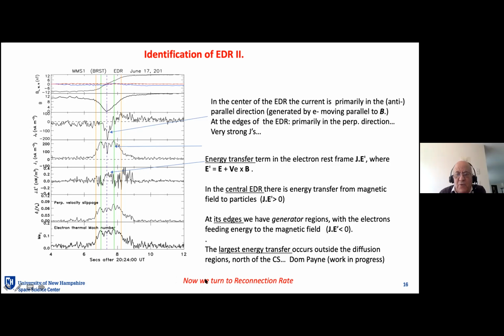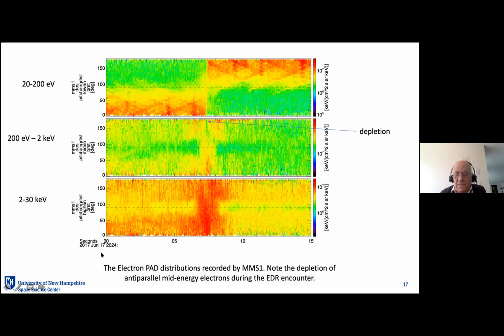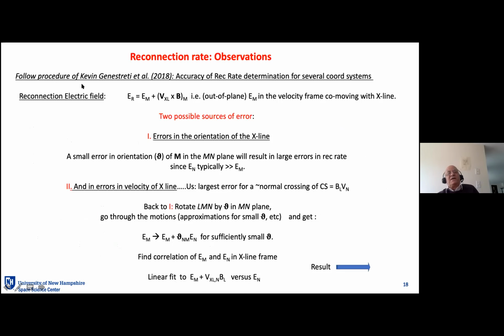So now we turn to the reconnection rate. This is the reconnection rate. Here I follow a procedure of Kevin's, which he explained in his paper about the accuracy of the determination of the reconnection rate, where he used several coordinate systems and made a very thorough analysis. So first of all, what is the reconnection electric field? This is the EM out of plane component in the velocity frame co-moving with the X line. So it is EM plus the velocity of the X line cross B, the M component thereof.